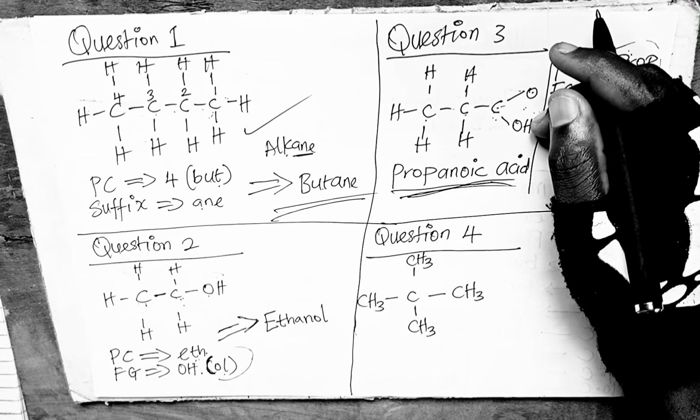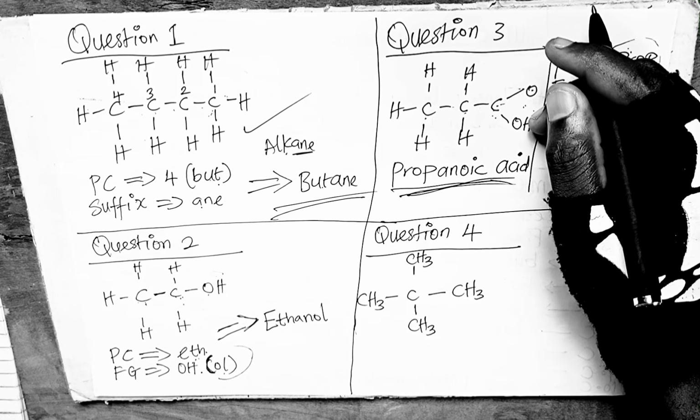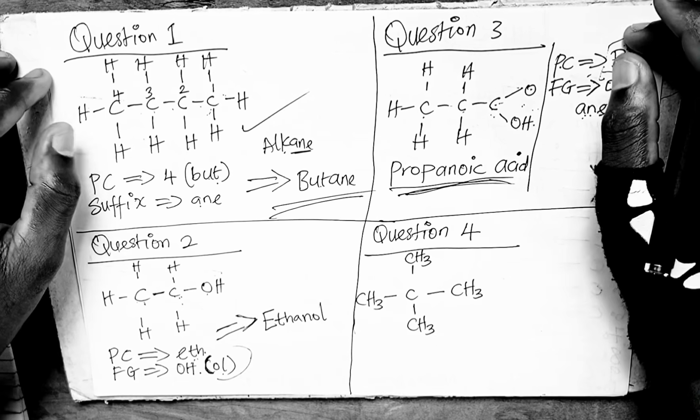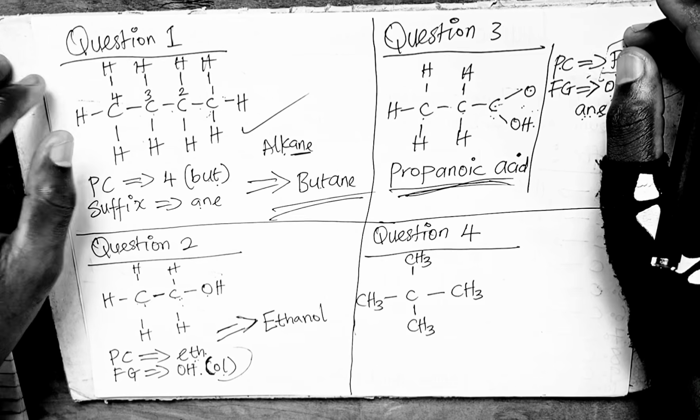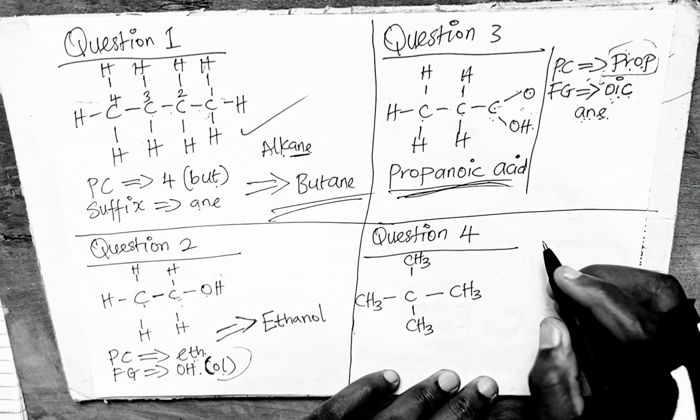Remember, we have something called condensed formula. I'm also going to show you what condensed formula looks like and how to write it, because they can set this question for you to name an organic compound. They will put the organic compound in the condensed formula. All right, so that's that. So how do we name this now?